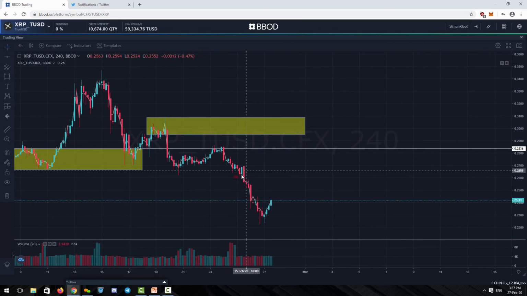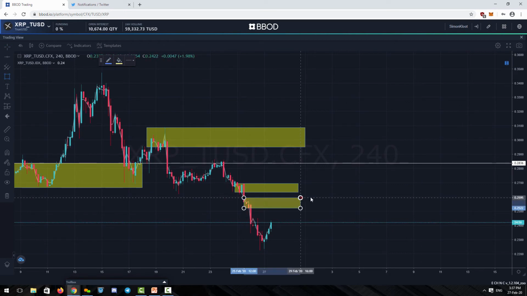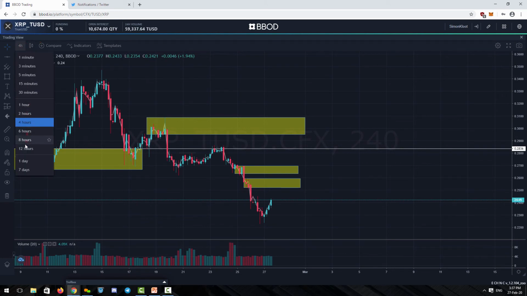And then again, we've got smaller zones where you may get reaction. So we've got a small zone here, for instance, which may give a reaction. And we've also got another one here as well. But generally, the higher time frame zones are going to give bigger moves. So that's Ripple. Go back to the daily again.